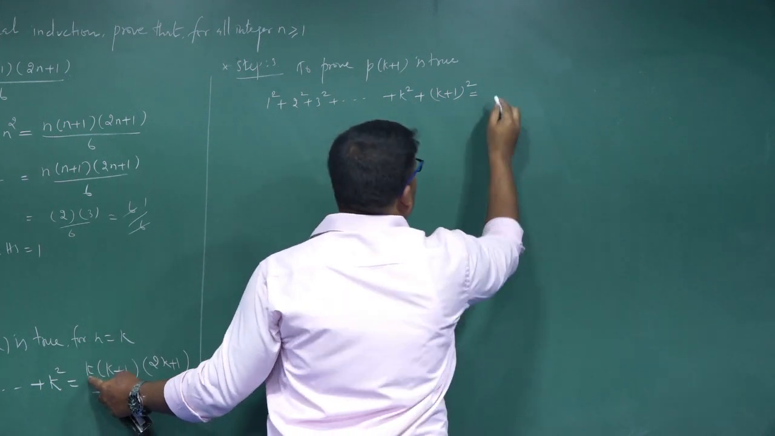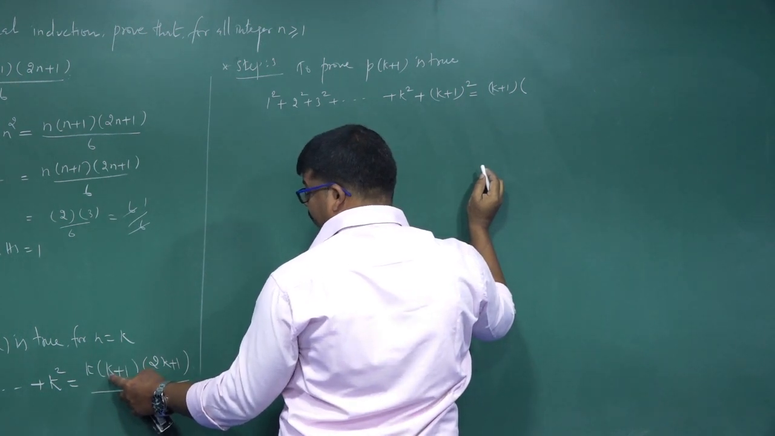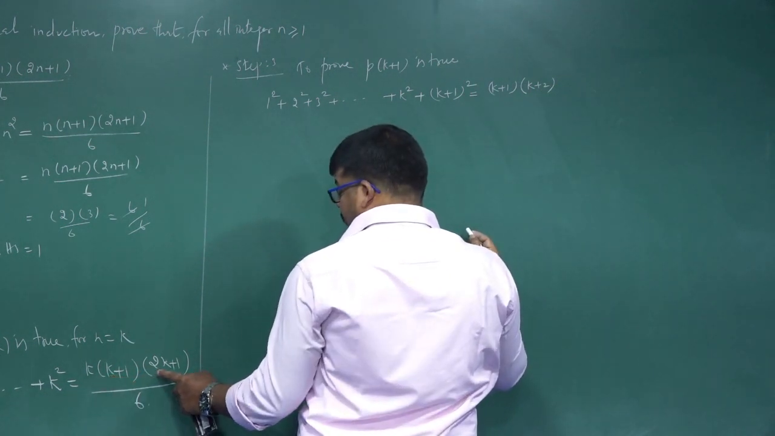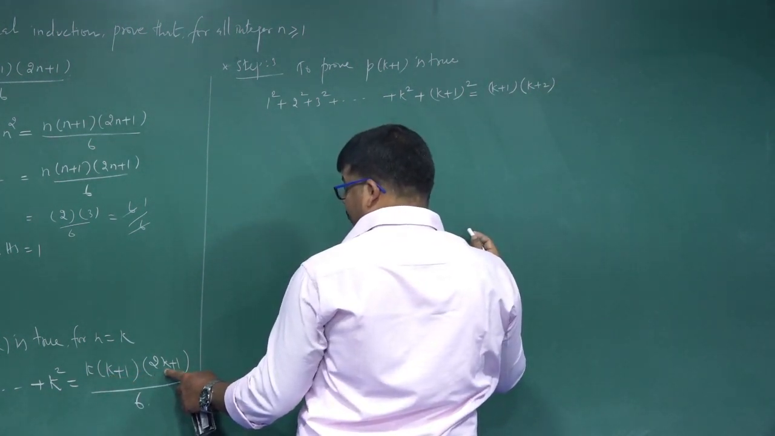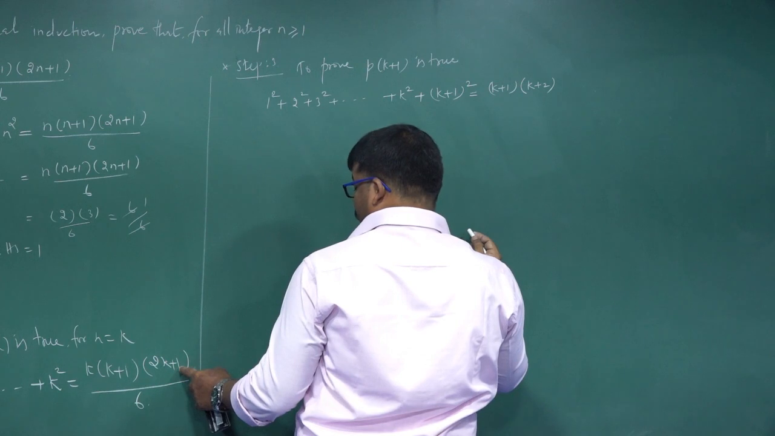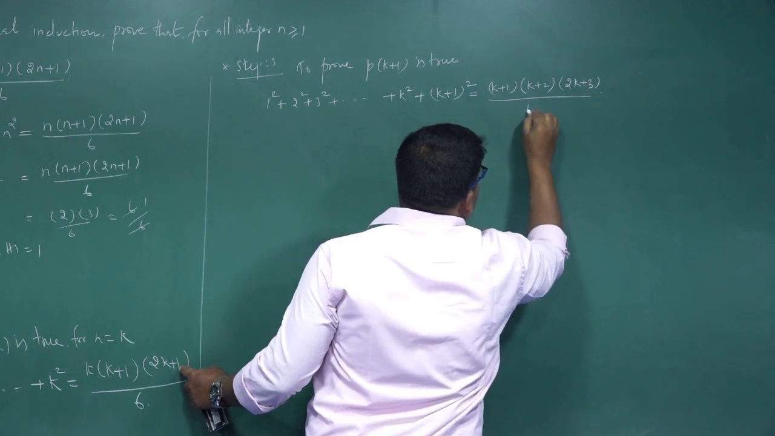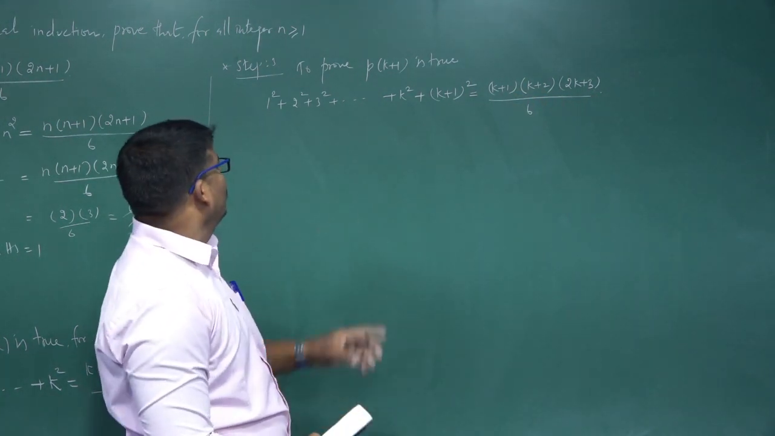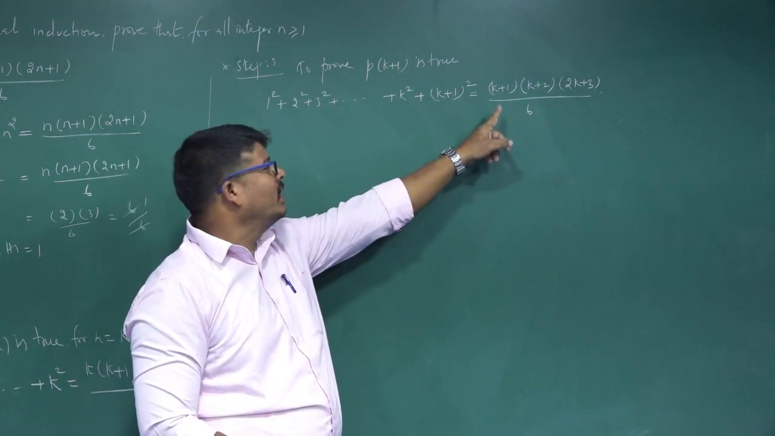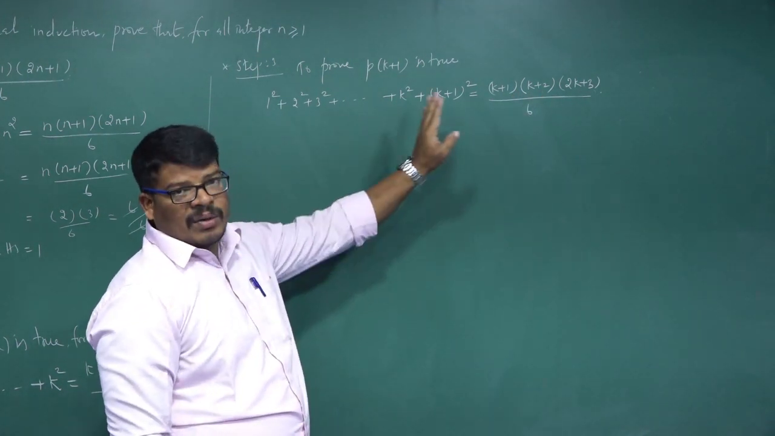Now substituting k as k plus 1 on the right: k plus 1 into k plus 1 plus 1, which is k plus 2; 2 into k, where k is k plus 1, gives 2k plus 2, plus 1 is 2k plus 3, divided by 6. So 1 square plus 2 square plus 3 square and so on, plus k plus 1 whole square, equals k plus 1, k plus 2, 2k plus 3 divided by 6. To prove LHS equal to RHS.